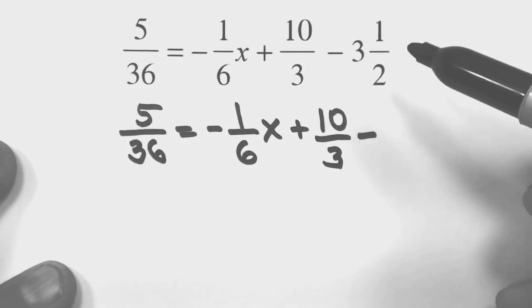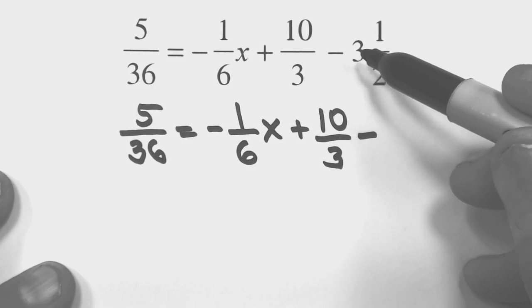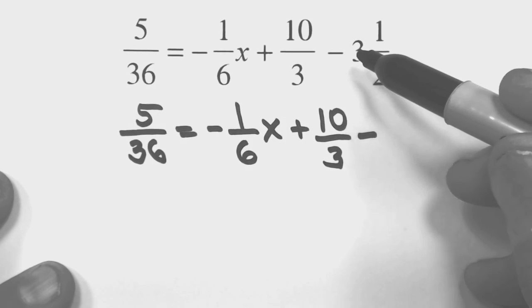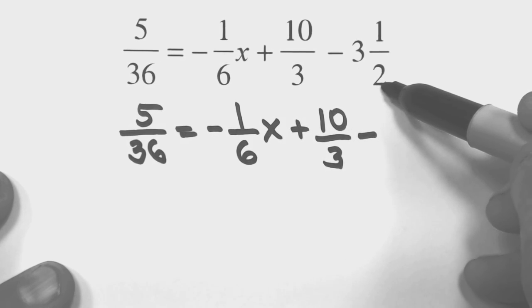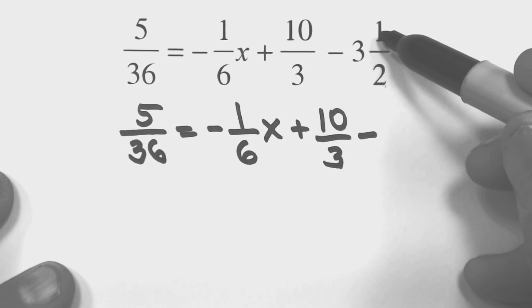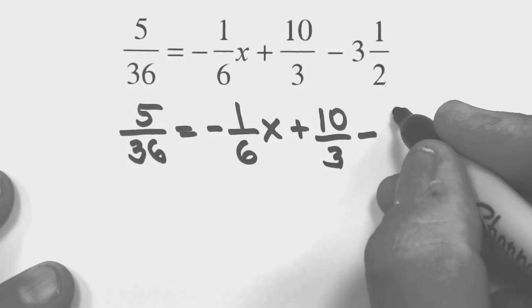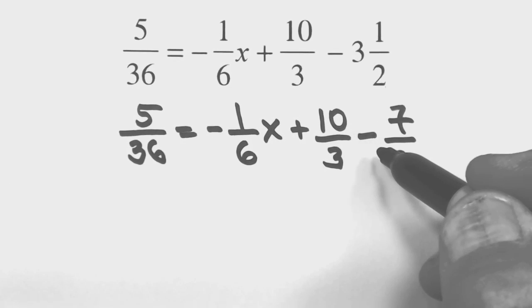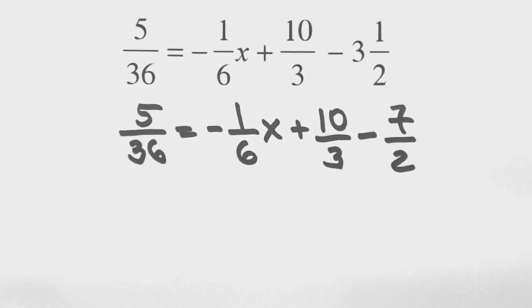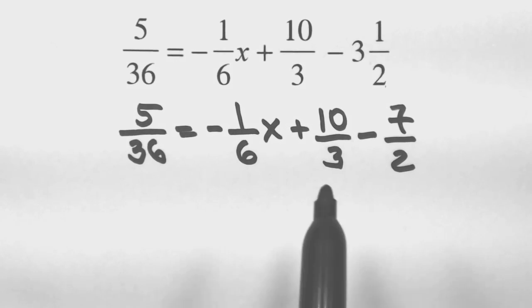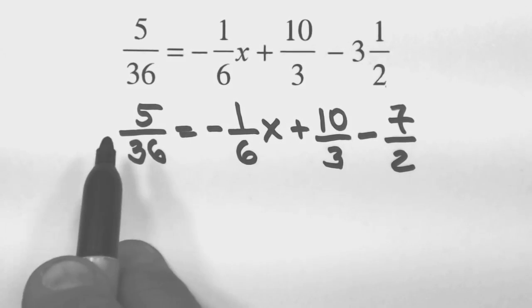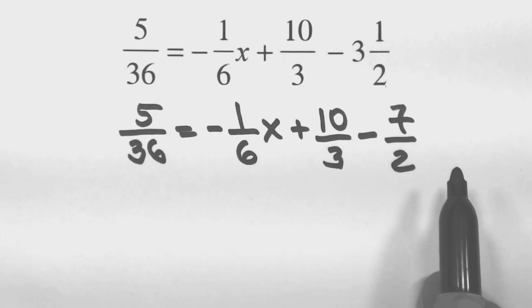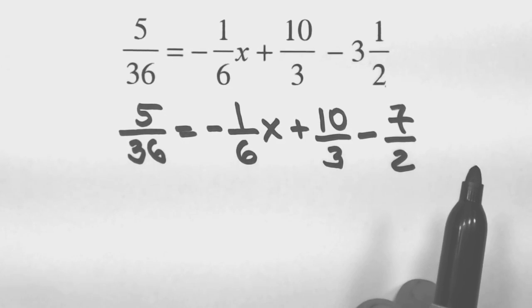a minus sign. Now, remember how you take a mixed number and convert it back to an improper fraction? 3 times 2 is 6. You add whatever's in the numerator. 6 plus 1 is 7. This is negative 7/2. 7/2 is the same as 3.5. Okay, so be on the lookout for things like that. It's better in the algebra to have all regular fractions or improper fractions when you're solving.